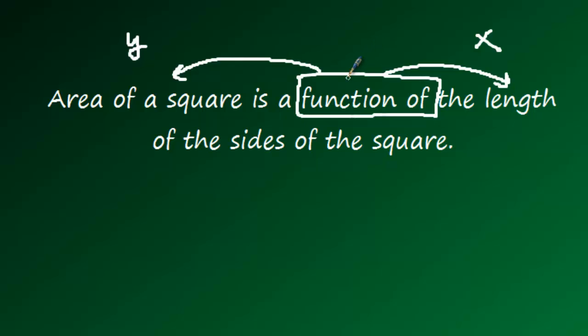The area of a square depends upon the lengths of the sides. That makes sense. The longer the sides, the bigger the area. So you'll notice that the phrase "function of" separates and indicates to me what's going to be my y quantity and what's going to be my x. So we can then write the rule. Y depends upon x. Now, when I put in x, how do I get the y? Well, it says here as a function of the length of the sides.